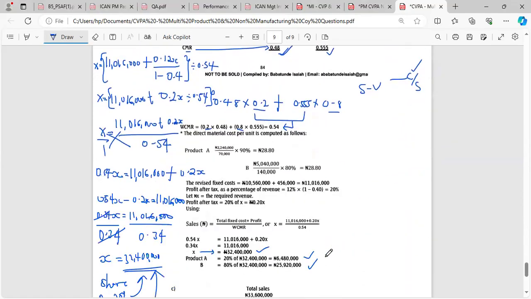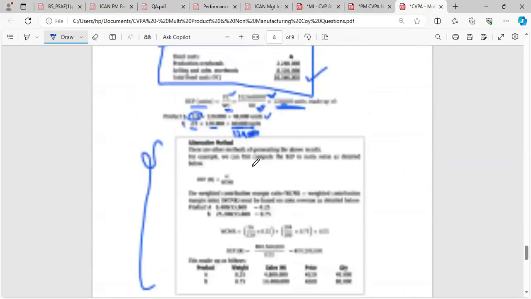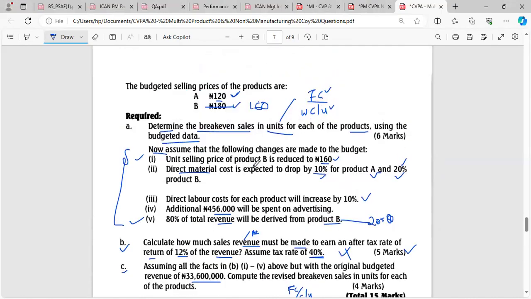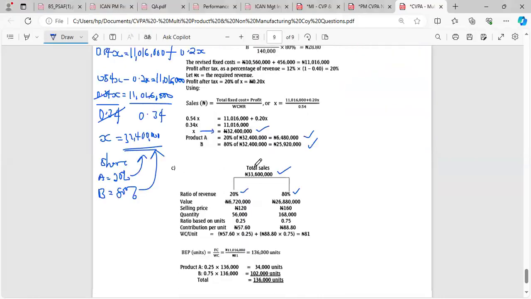I think it's not long. Let's check. So if our total sales is 33,600, and our ratio of revenue is that A will take 20% and B will take 80%. Wait a minute. Okay. Do 20% for me. 20% of 33,600.